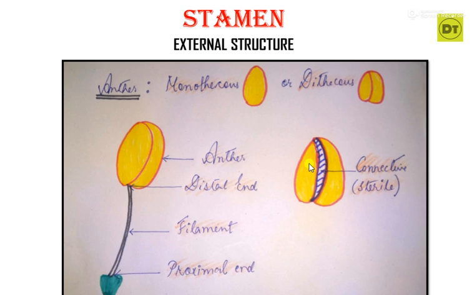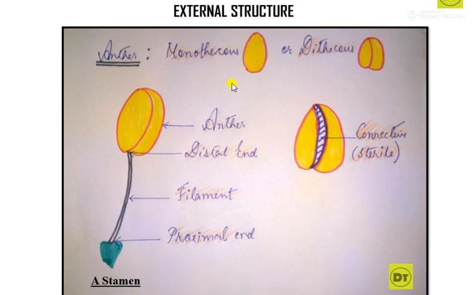So let's begin. The male reproductive structure in a flower is known as stamen, as we have discussed in the earlier video. Now let's see its external structure. Stamen consists of two parts. This yellow colored lobed part is known as anther. The anther is attached by a long thread-like stalk known as filament.